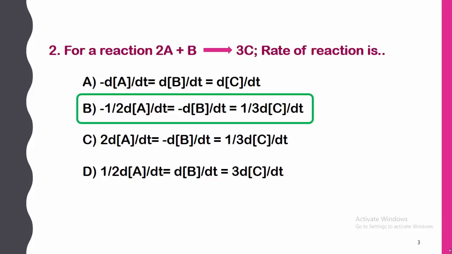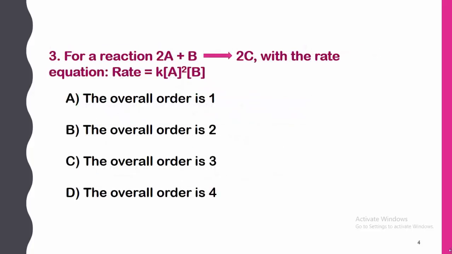Let me move to the third question. For a reaction 2A plus B, it gives product 2C, the rate of reaction is given, that is rate equals rate constant multiplied by concentration of A to the power of concentration of B. Here a simple reaction is given, 2A plus B gives the product 2C. The rate equation is also given, that is rate is equal to K into concentration of A squared, that is power 2, into concentration of B.